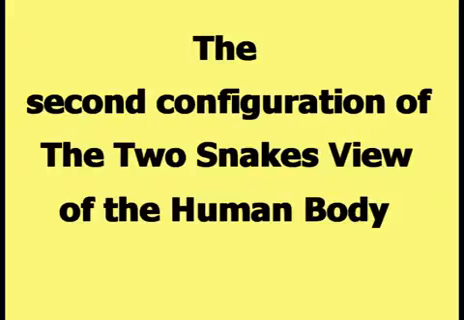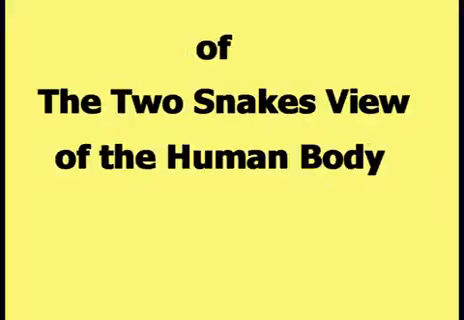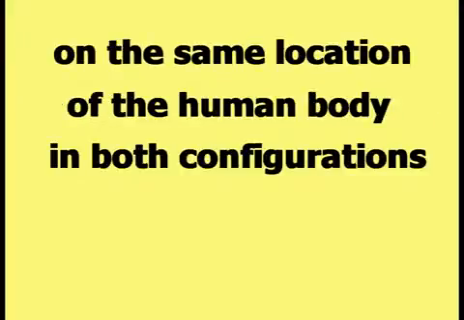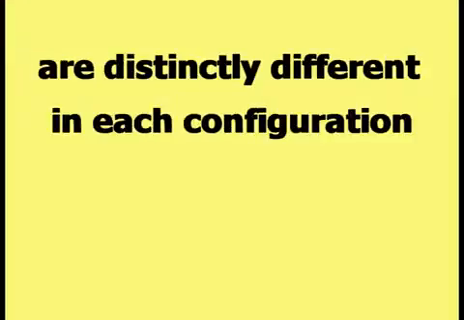The second configuration of the two snakes view of the human body can be considered a modification of the first configuration of the two snakes view of the human body. The snakes are approximately centered on the same location of the human body in both configurations. The shape of the snakes, though, are distinctly different in each configuration.